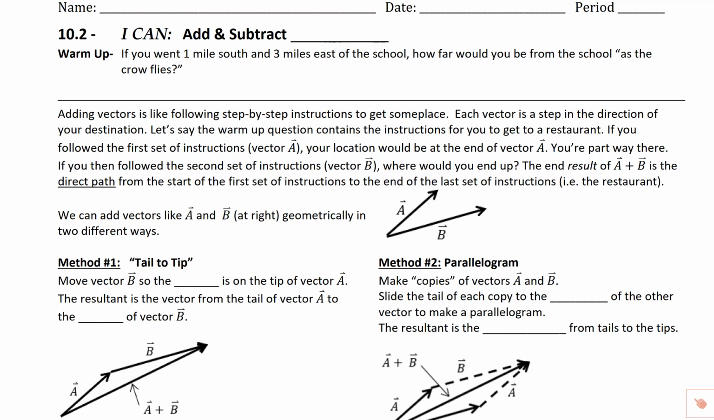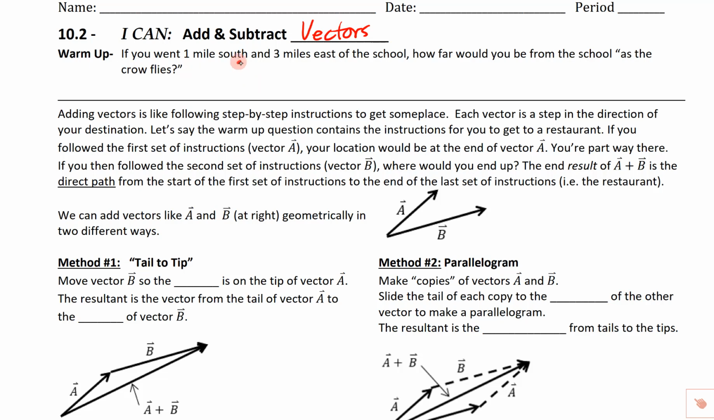Okay, now that we understand the basic vocabulary and ideas behind vectors, we're ready to add and subtract vectors. So the I can statement for section 10.2 is I can add and subtract vectors. And we're going to start off with a warm-up question that will hopefully lead us right into what we're going to talk about today. It says, if you went 1 mile south and 3 miles east of the school, how far would you be from the school as the crow flies?